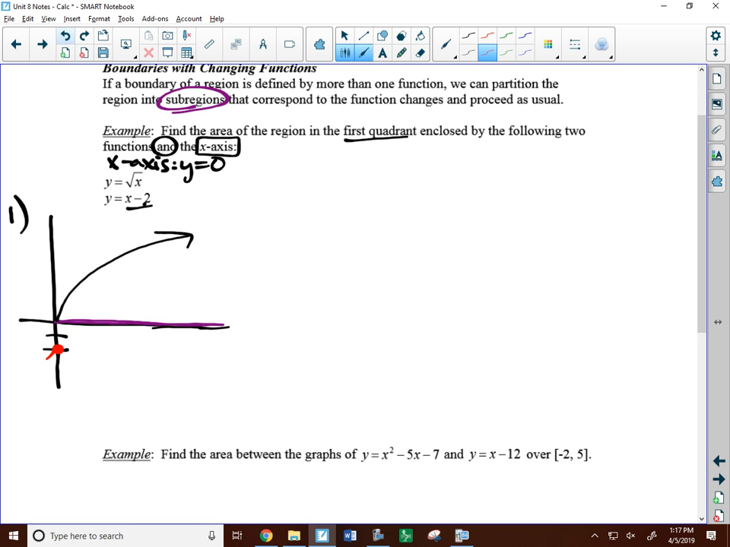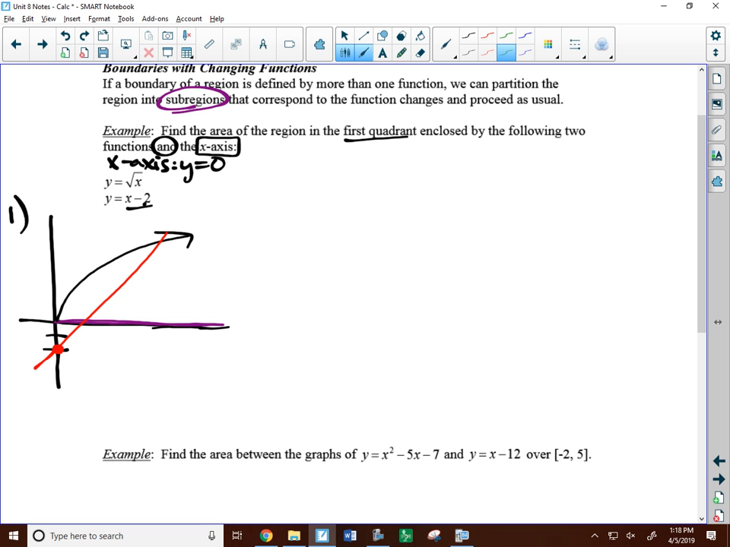Let me make mine a little better there. It's a little curved, sorry, it's not meant to be. It's a line. It's too curved. I have to do that. Okay, good enough.